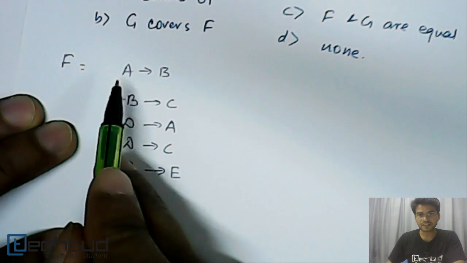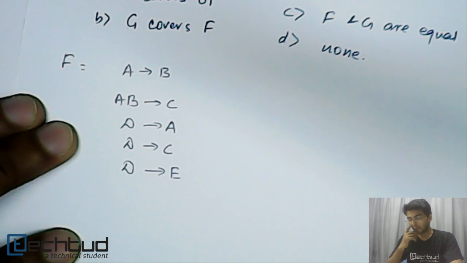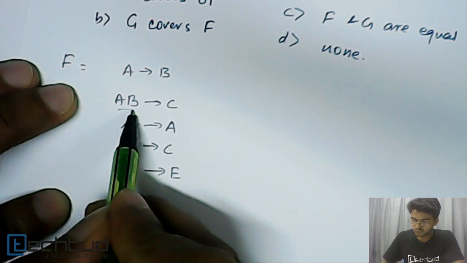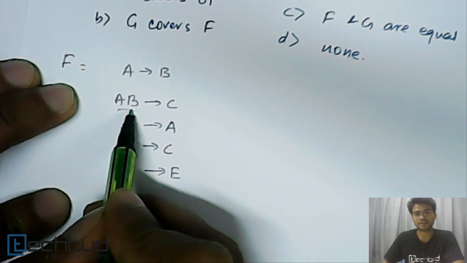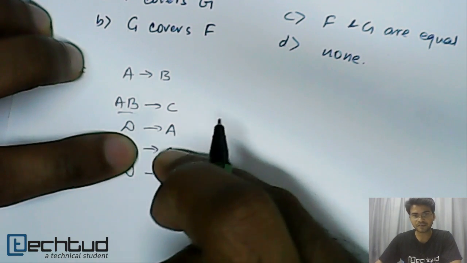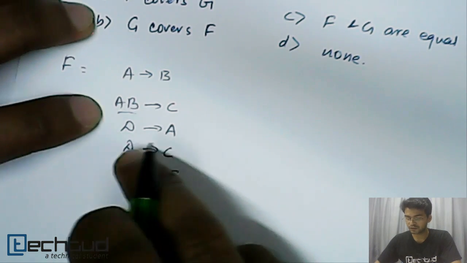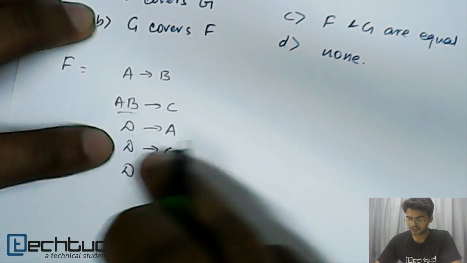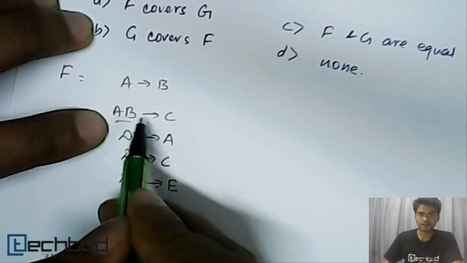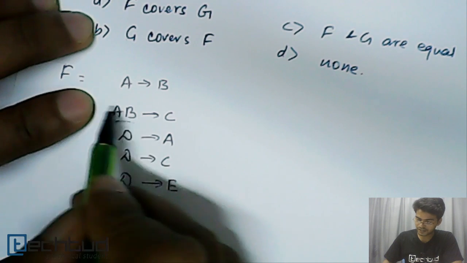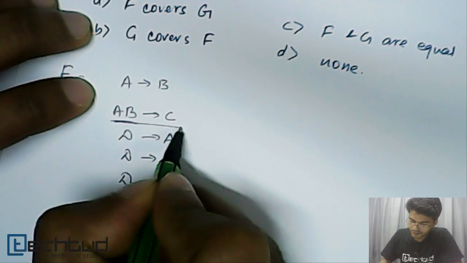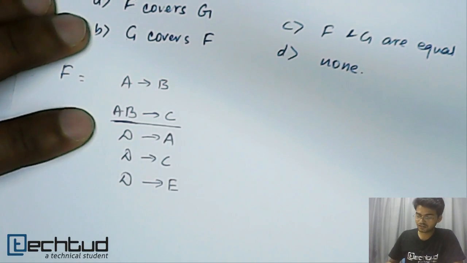Now we will see whether there is an extraneous attribute on the left hand side. Extraneous means an extra attribute which is not required. Now we have to check only those functional dependencies which have 2 or more attributes on the left hand side. As this is singleton on the left hand side, if you remove one attribute, the entire functional dependency is gone, right? So we need not check the functional dependencies which have a singleton left hand side. So we will just check the functional dependency which has 2 or more attributes on the left hand side, whether it is extraneous or not.